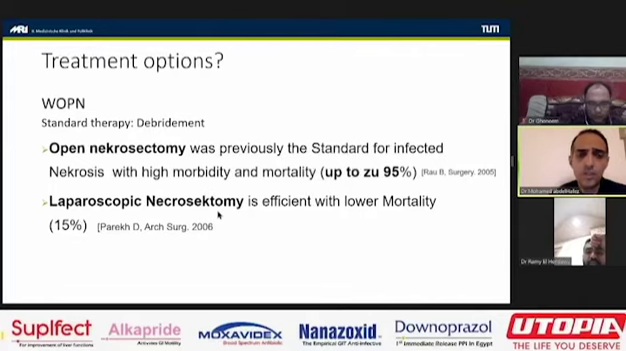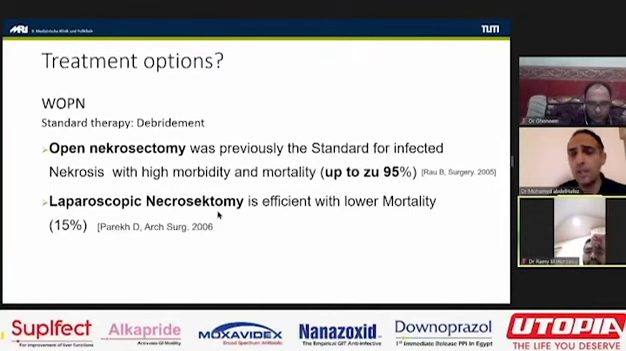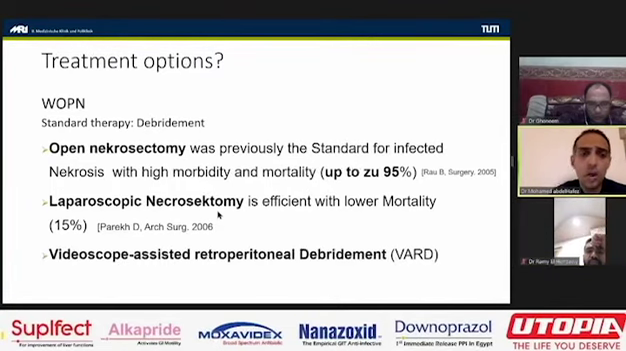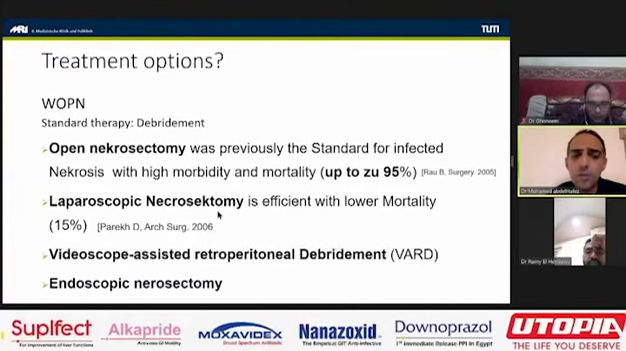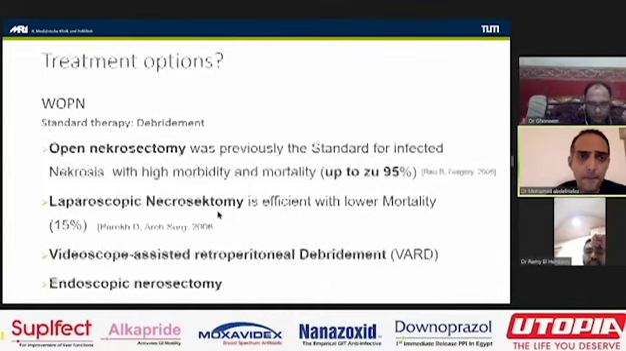It was substituted with laparoscopic necrosectomy with a mortality rate of 15%, which was accepted a little bit, but of course the hospital stay was very long. Also, videoscope assisted retroperitoneal debridement, by making a 4 centimeter incision and trying to debride the retroperitoneal cavity. And of course, we have the endoscopic necrosectomy.